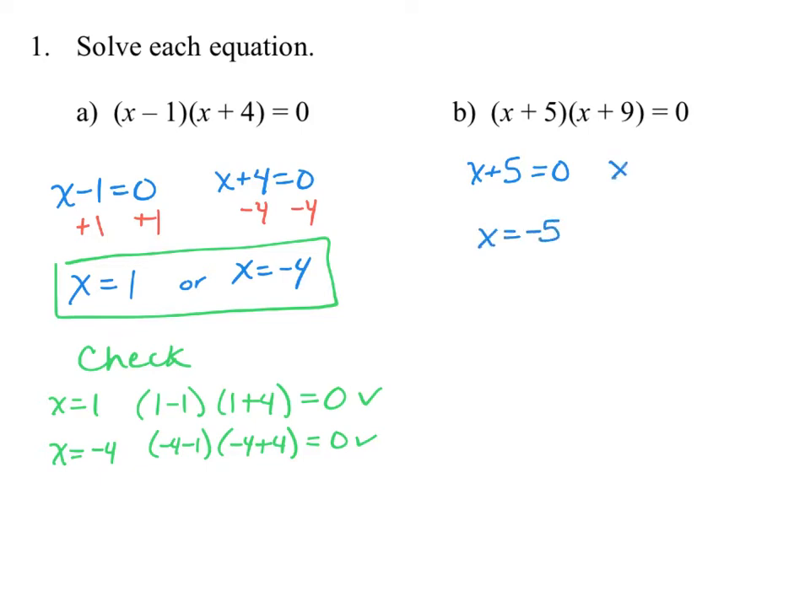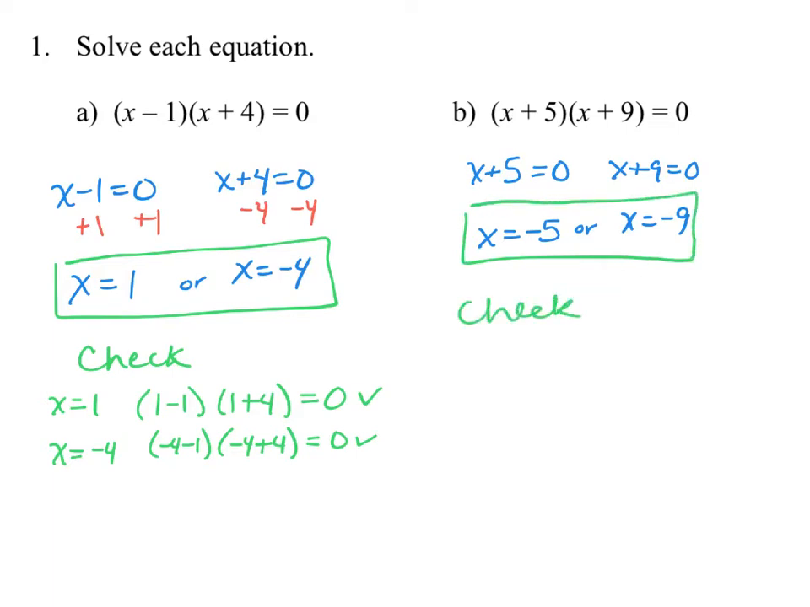And we set x plus 9 equal to 0, and by subtracting 9 from both sides, we get x is equal to negative 9. So our solutions are x equals negative 5 or x is equal to negative 9. And we can check our solutions by plugging those values into the original equation.